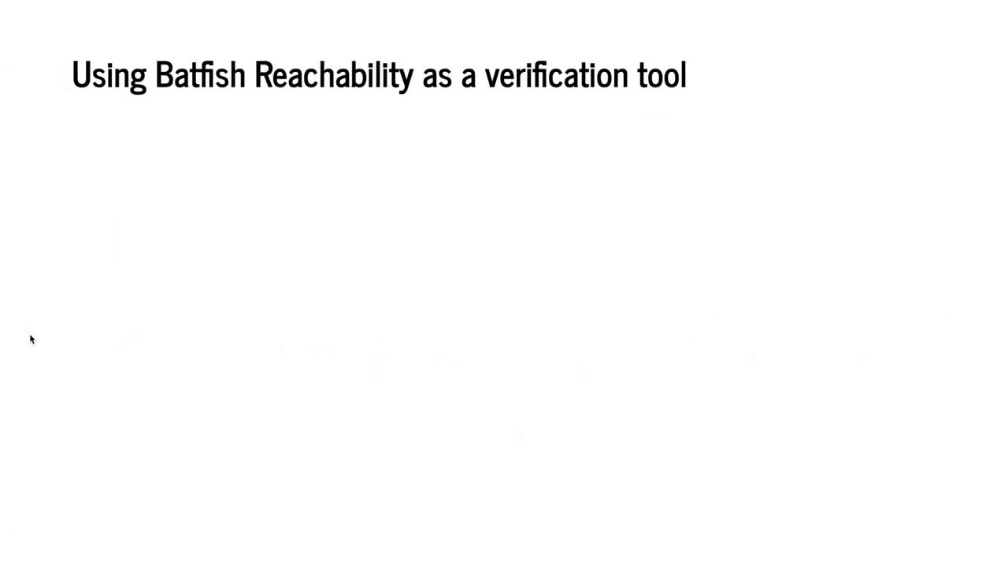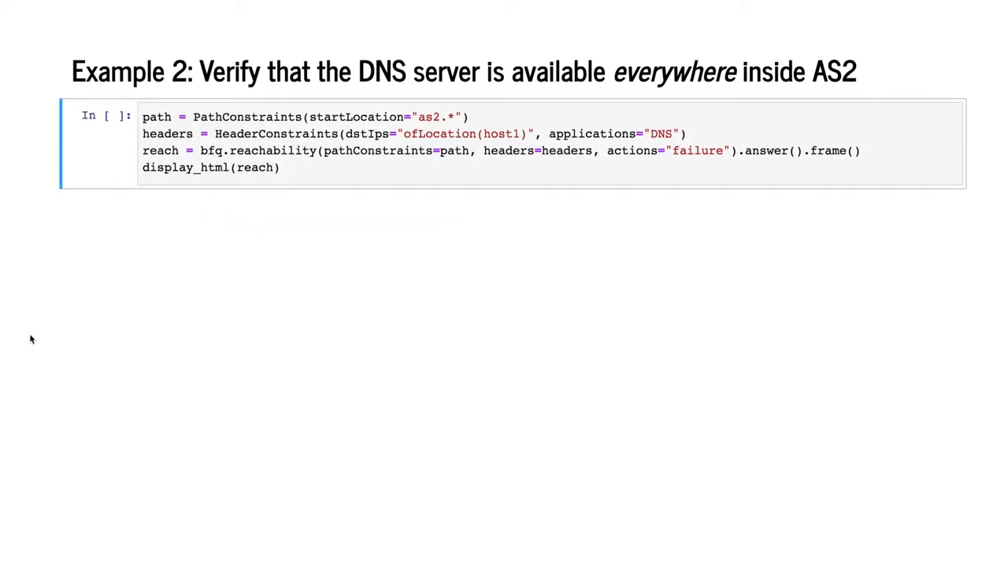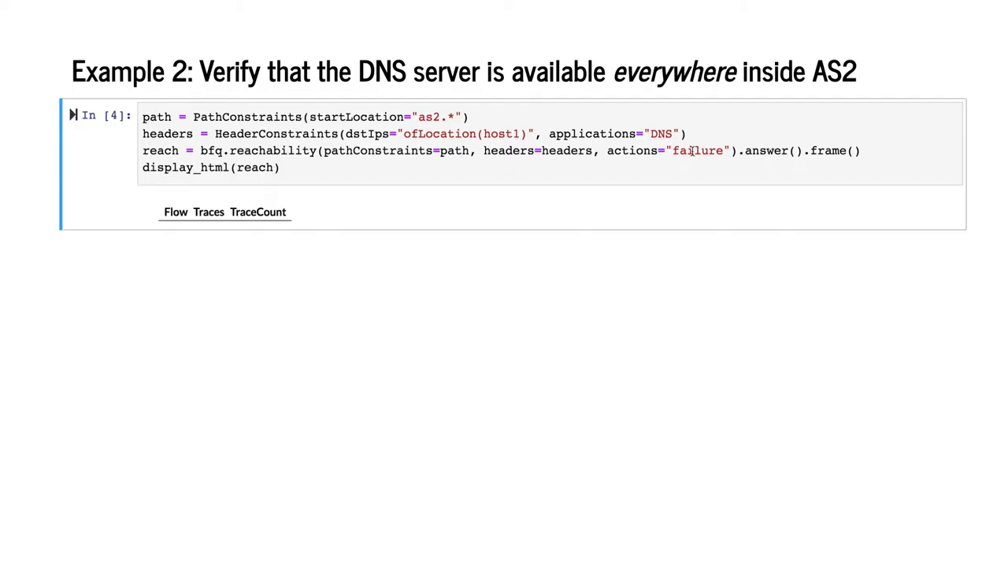We've shown that Batfish can exhaustively search all possible flows to find some flow meeting our constraints. Let's talk about how we can use it for verification to provide strong guarantees about the network's behavior. Suppose we want to verify the DNS traffic will be delivered to host 1 no matter where in AS2 it starts. To confirm this, we ask reachability to find any DNS flows that will fail.